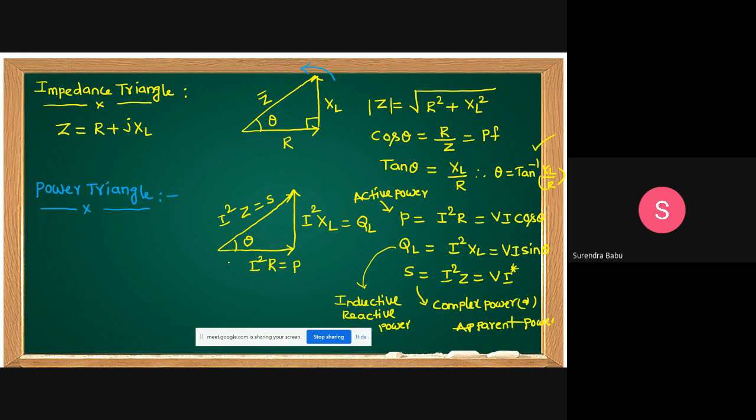Now from this also you can define the power factor and the angle. Can anybody tell what is cos theta here? Cos theta equal to power factor. How to write it? P by S, active power by apparent power. Then you can also define tan theta. How to write tan theta here? QL by P. This is tan theta.